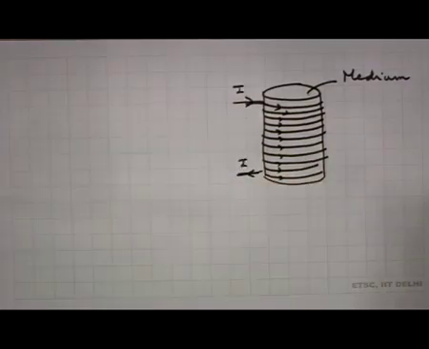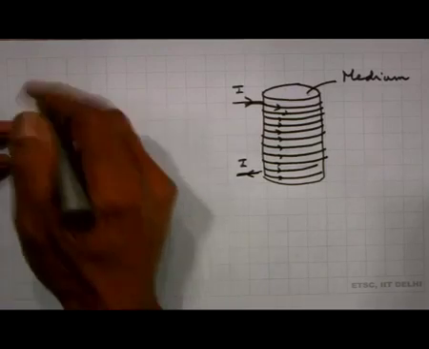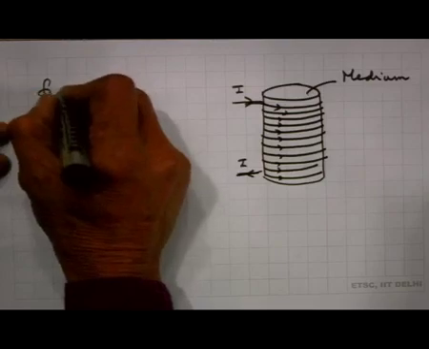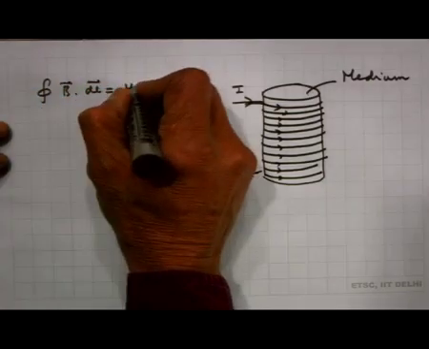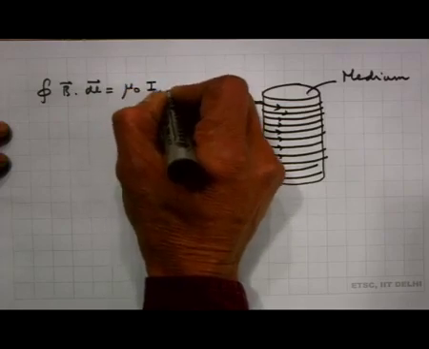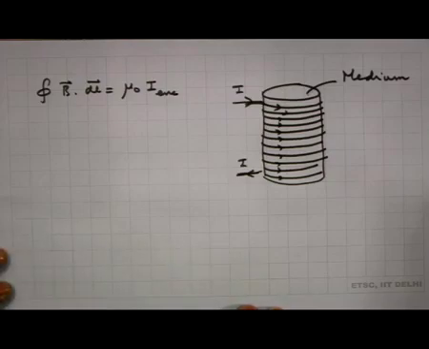Now, what is Ampere's law? Ampere's law tells me the integral of B dot dl, where B is the magnetic field, is equal to mu naught times the current enclosed, I enclosed.